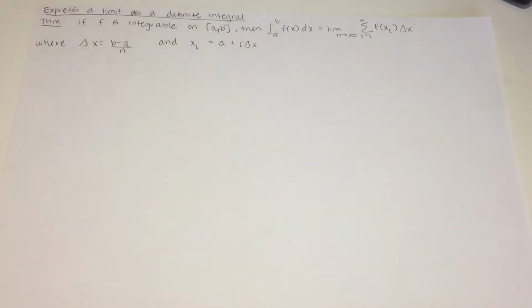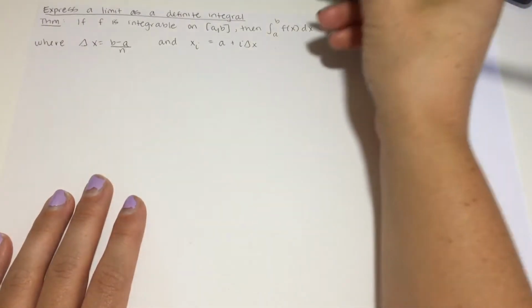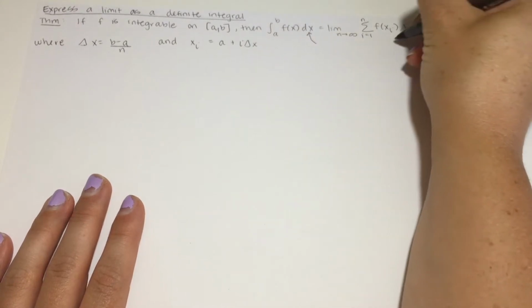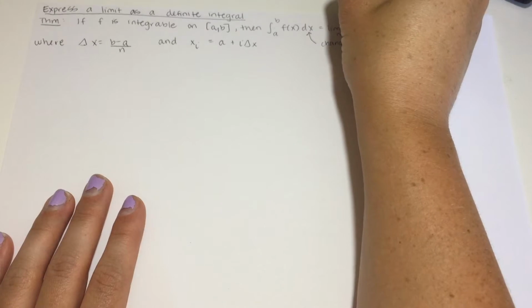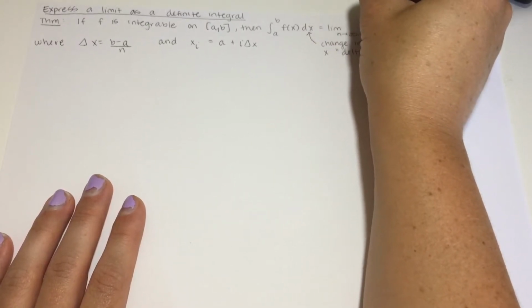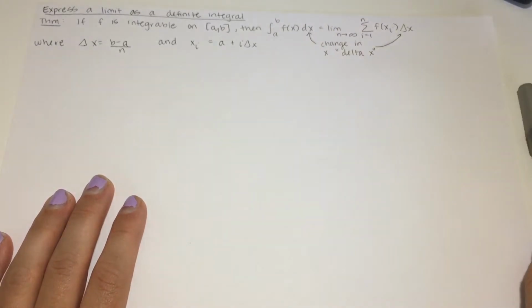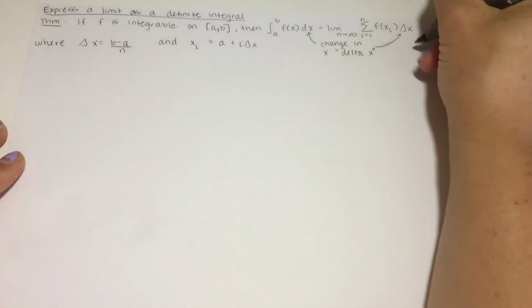In this video, I will show how to express a limit as a definite integral. This theorem states that if f is integrable on the closed interval from a to b, then the integral from a to b of f of x dx is equal to the limit as n goes to infinity of the sum from i equals 1 to n of f of xi times delta x, where delta x is equal to b minus a over n, and xi equals a plus i times delta x.